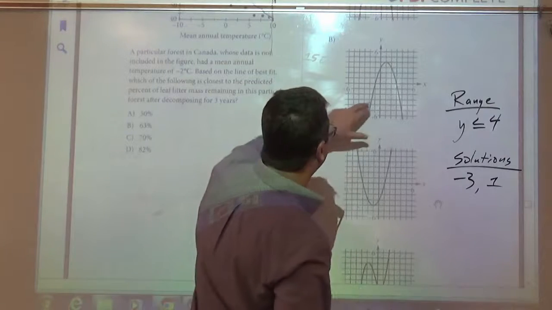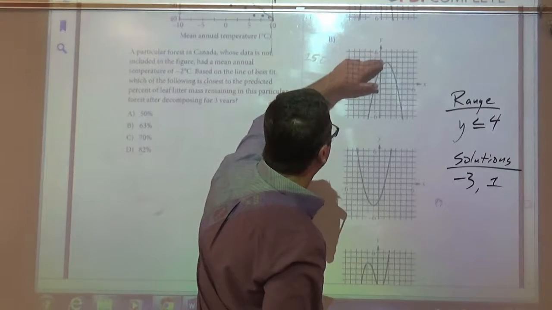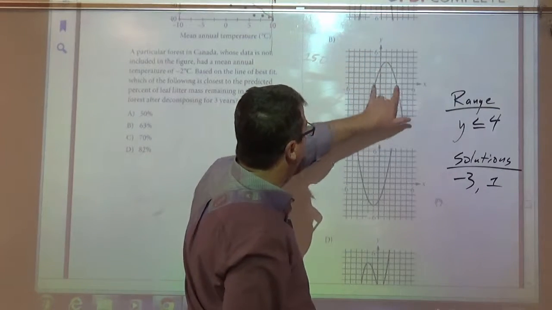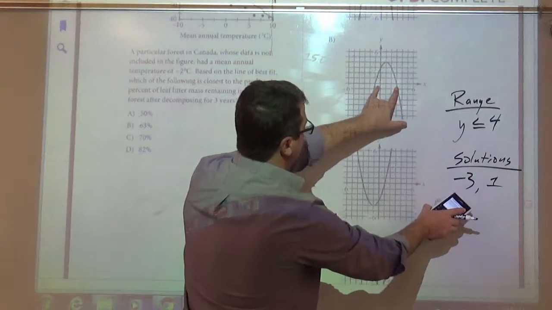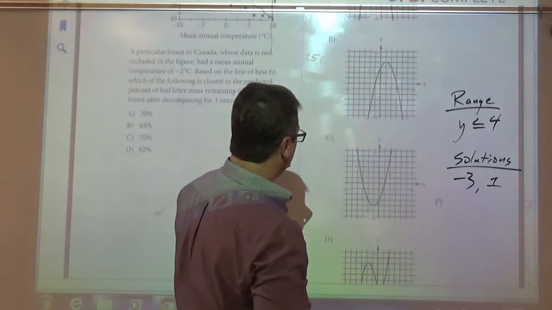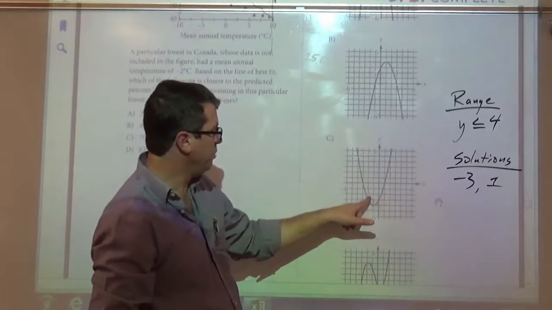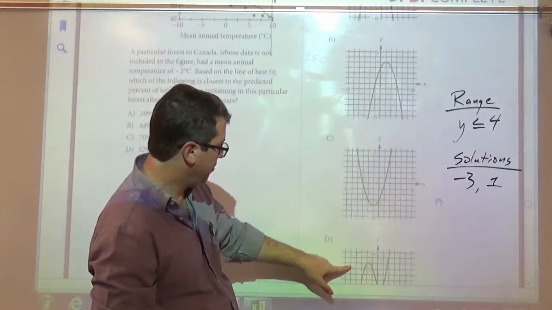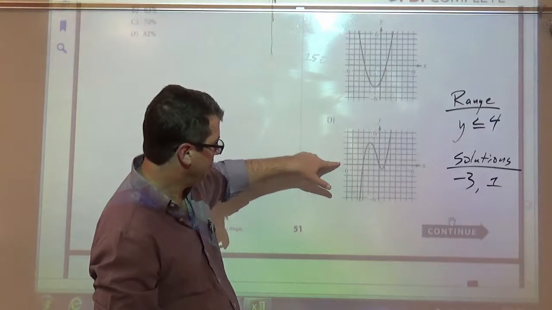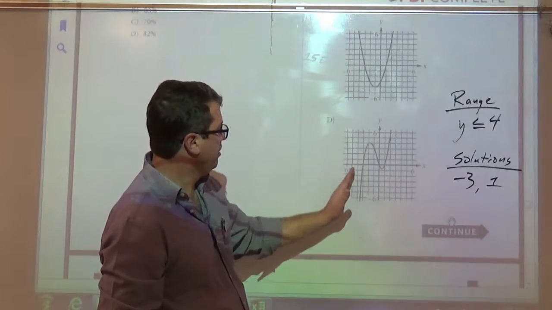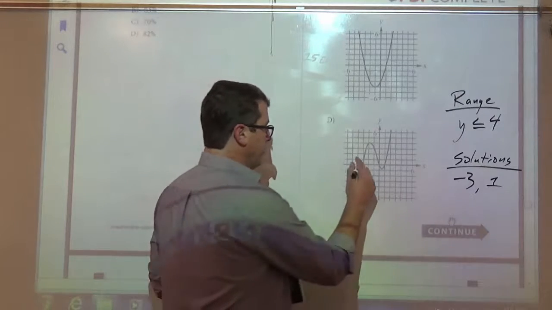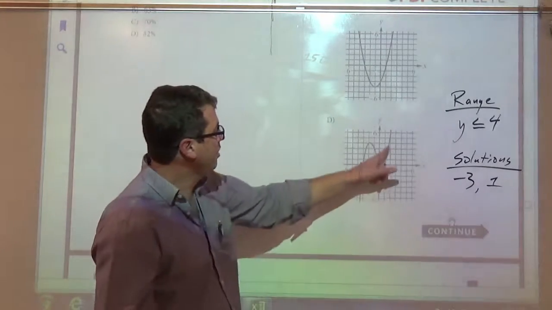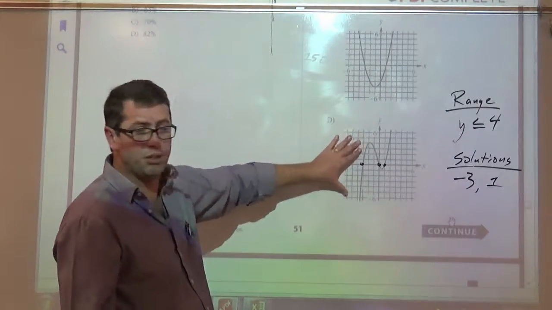Alright, for B, your x-axis is there, 1, 2, 3, 4. It does start in the right spot, but where it hits the x-axis has got the signs all mixed up. It has -1 and +3 for your solutions. C is facing the wrong way. This would be y is greater than -4, so that's not going to work. And for D, D is actually hitting the x-axis 3 times. It hits here, here, and here, so I'm going to have 3 solutions. Also, it keeps going up and it keeps going down, so the range would be all real numbers.